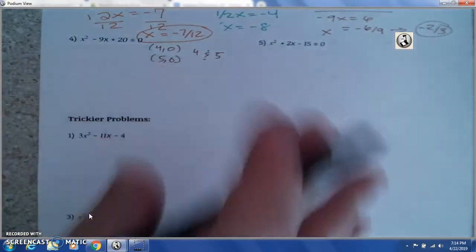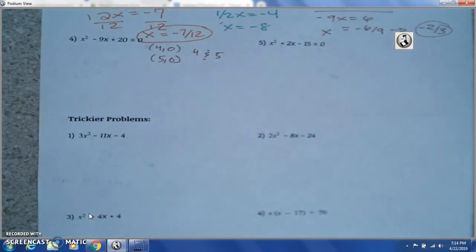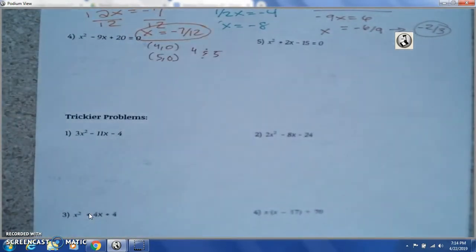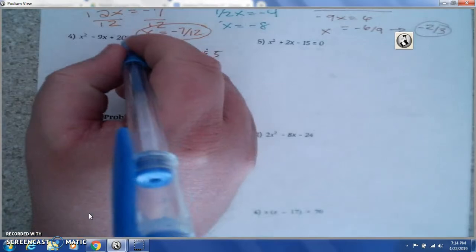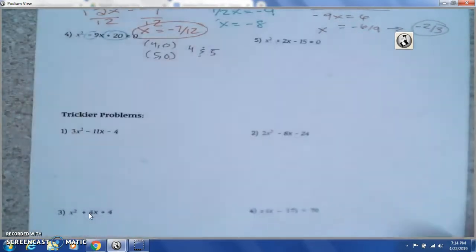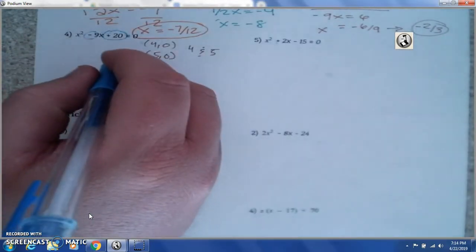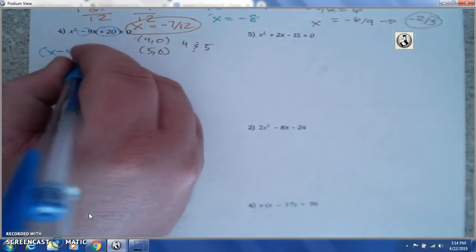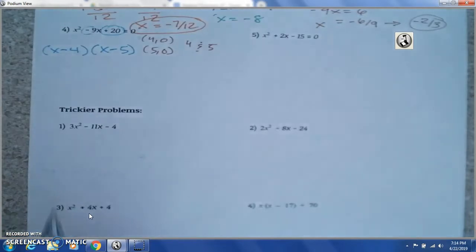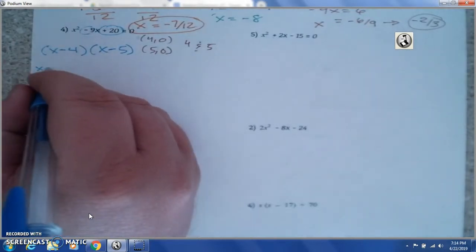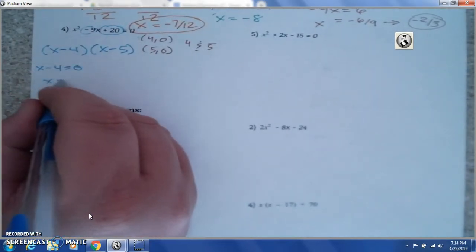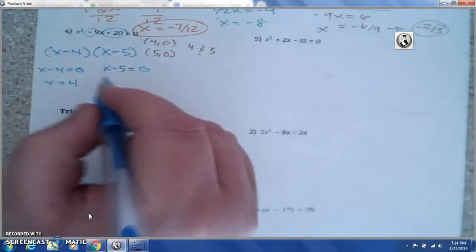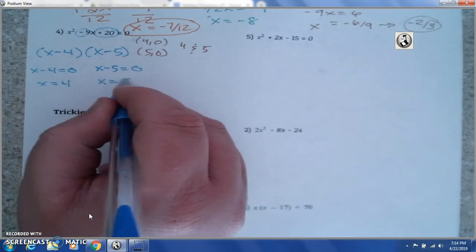Okay. Now, how do I do this if I don't have a clear graph or whatnot? Find my factors and set my factors equal to 0. So what multiplies to 20 and adds to -9? Well, -4 times -5 is 20, but added together gives me -9. So x minus 4 and x minus 5. Now, I set each factor equal to 0, and then solve. So x equals 4. And add 5, so x would equal 5. Okay.